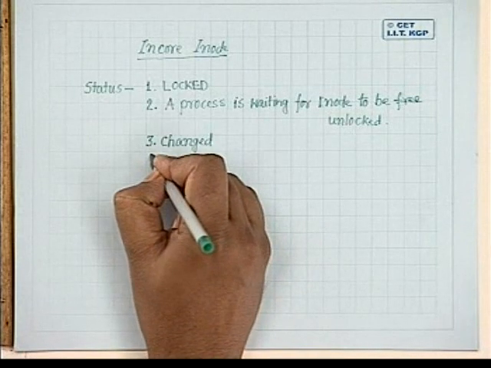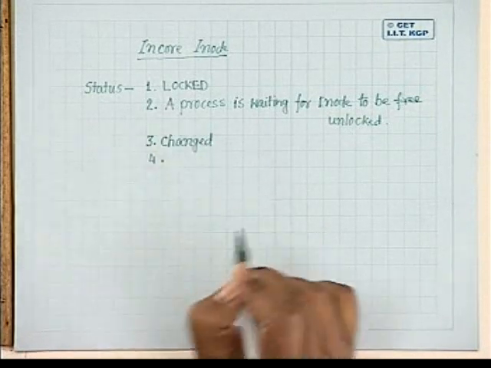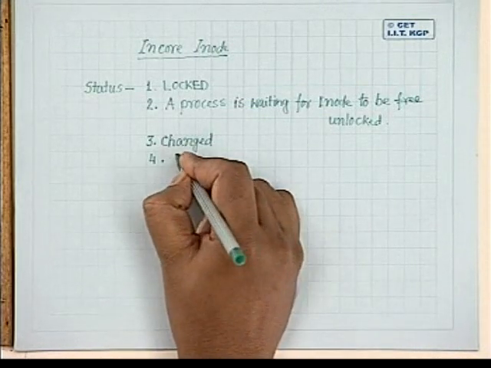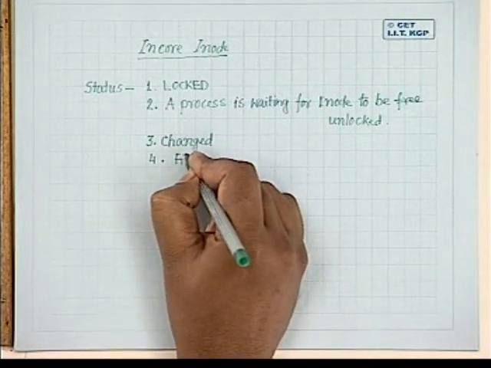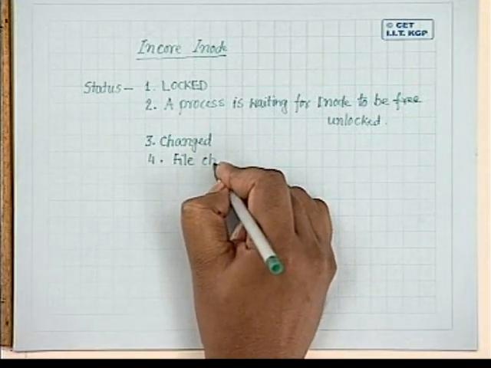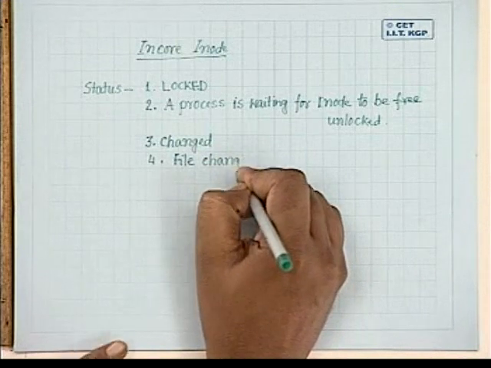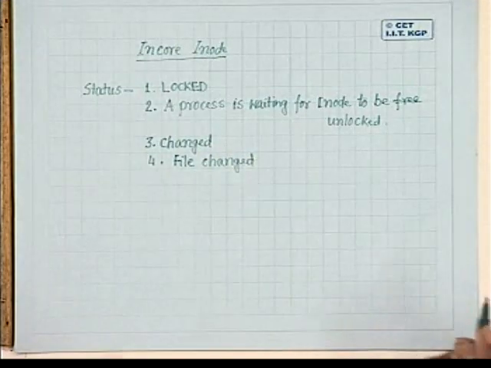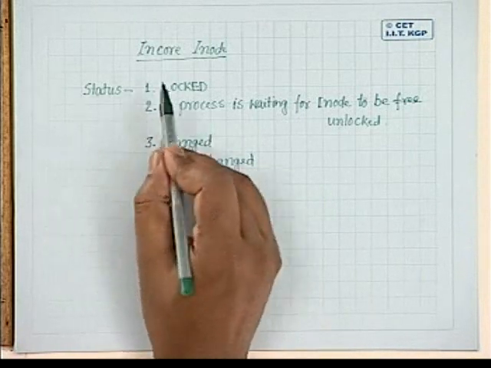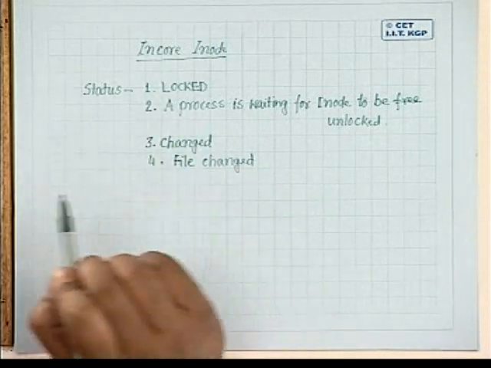Then the fourth information that has to be present is whether the file corresponding to this inode is changed or not. So all this information is to be present in the status field of the Incore inode. This information is not there on the disk copy.